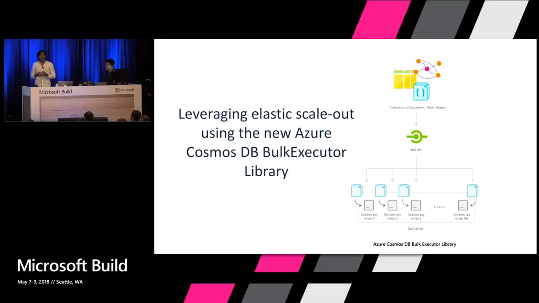So we've been in preview for a few months now with the bulk executor library, and we have a lot of customers who are already in production who are using the library to both import and update terabytes of data every hour. These are services which do this every hour in production. So let me put that into action. I have a nice demo here which shows you the difference between performing such a bulk operation using the core SDK versus the bulk executor library.